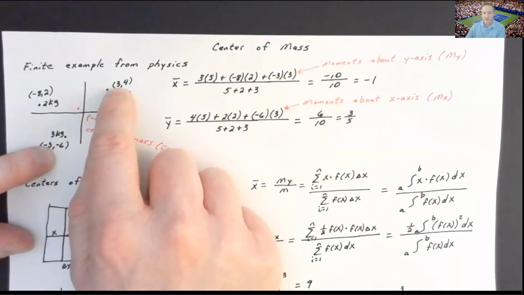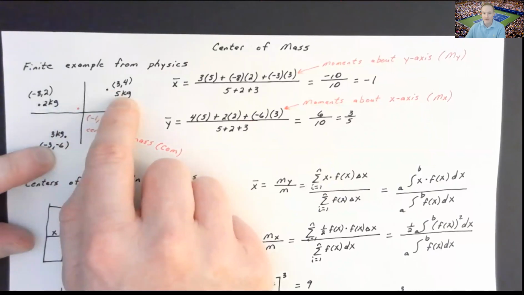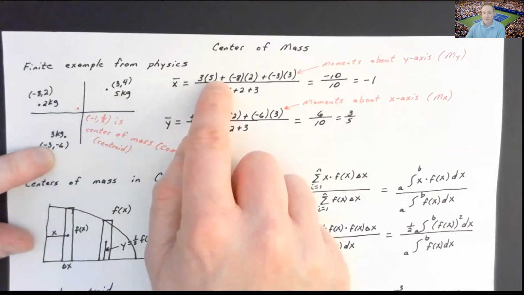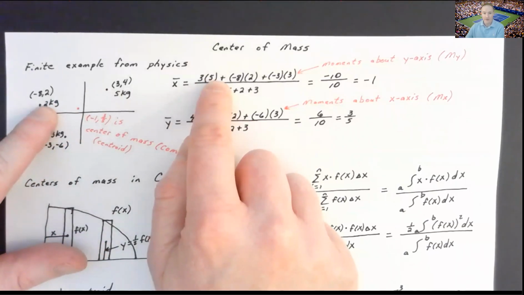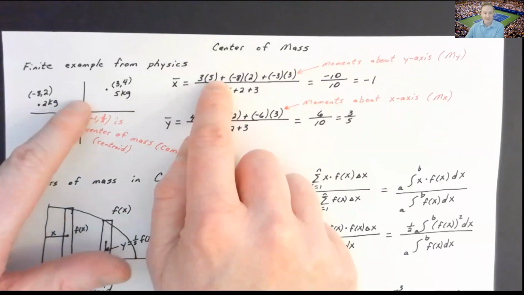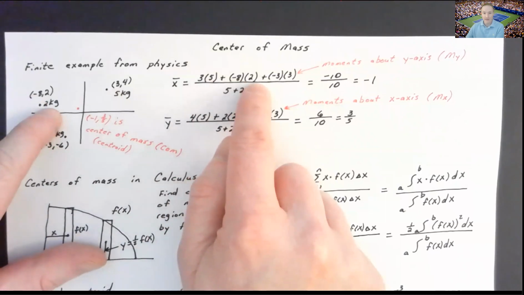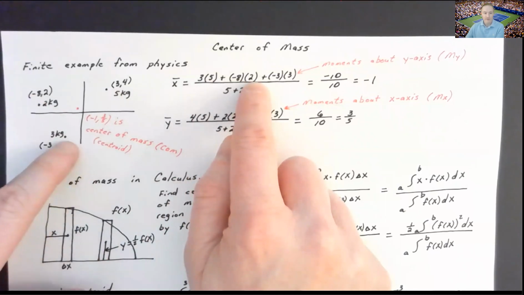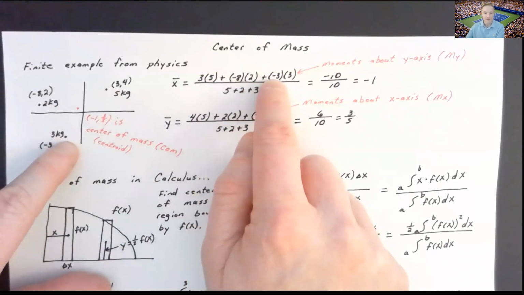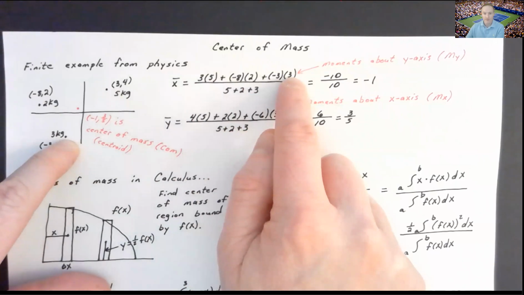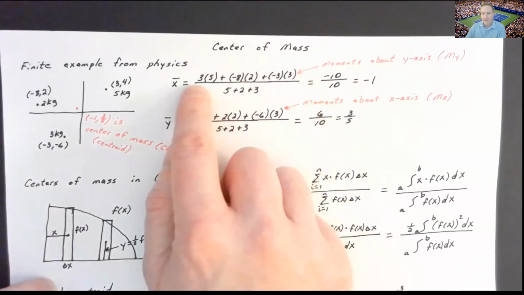So this x value of 3, well, it's a distance of 3 units from the y-axis, and the weight is 5. So I would say, well, 3 times 5 for that first one. Now for the next value, I would say, okay, distance from the y-axis is the x value, negative 8 times the weight of 2. My last one is a distance of negative 3, again, just indicating it's to the left of the y-axis, times the weight of 3.